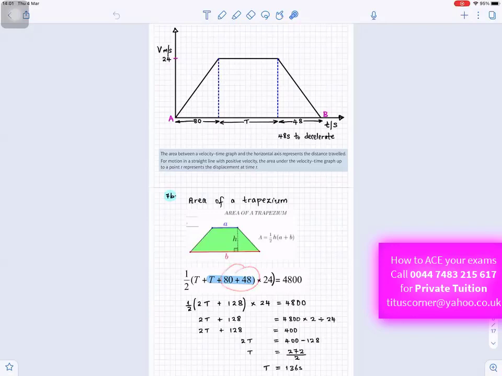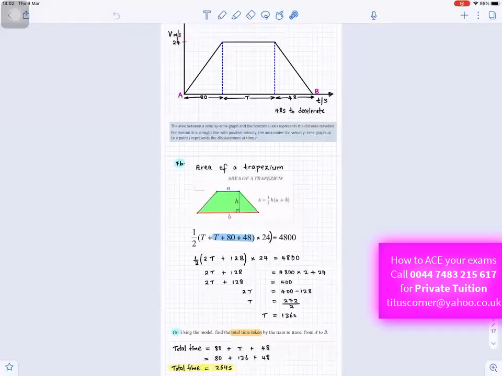80 plus 48 gives you 128. And so 2T plus 128. If you take 2 to the other side, it becomes 4,800 times 2 and divide by 24. So that gives you 400. And the plus 128 goes to the right, it becomes minus 128. So 2T becomes 400 minus 128, and then times 2 goes to the right, you divide by 2. So it becomes 272 divided by 2, which gives you T to be 136 seconds.